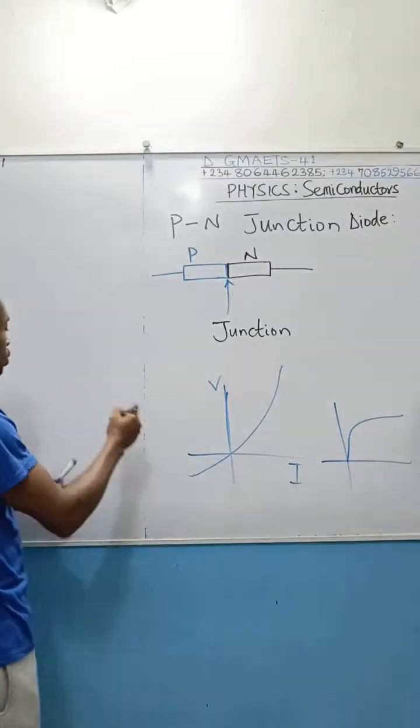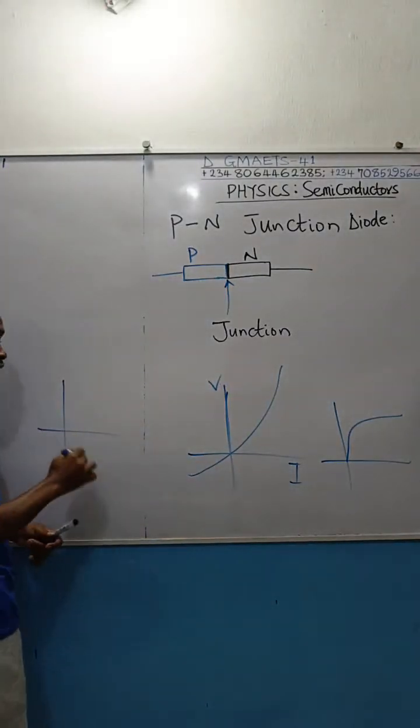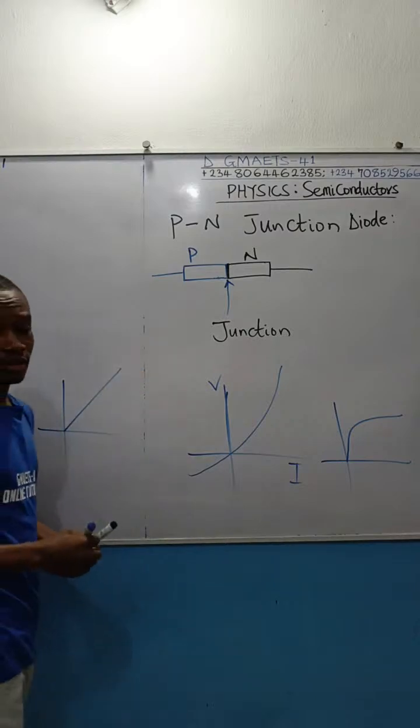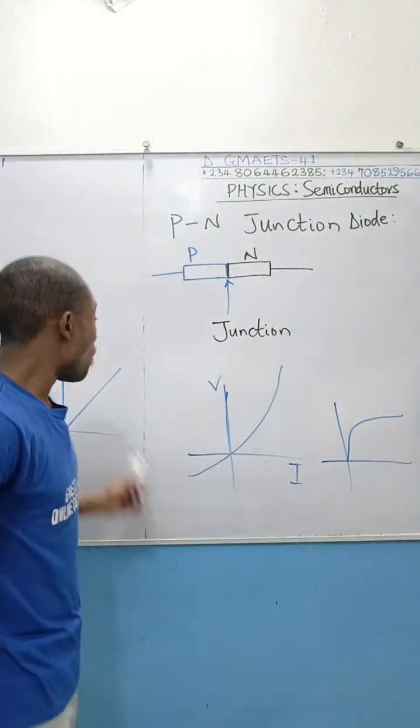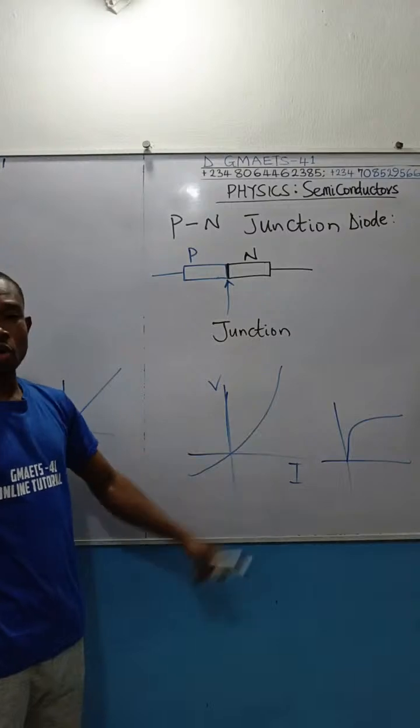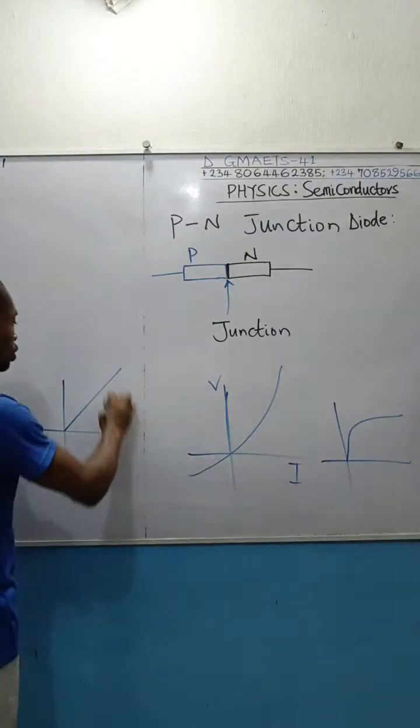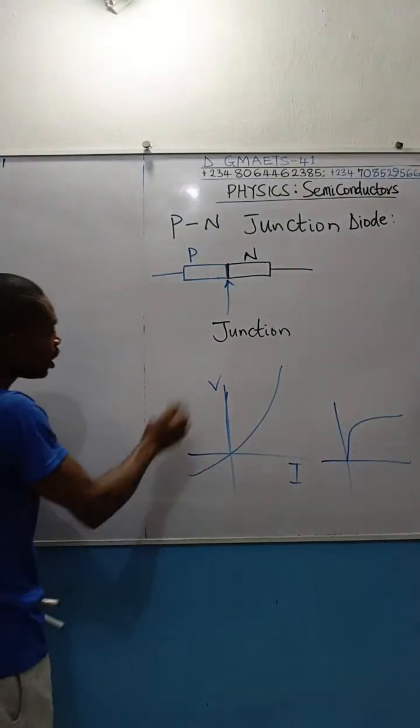Unlike Ohm's law, the ohmic graph is a straight line like this. So that's what differentiates the ohmic graph and the non-ohmic graph. These two represent non-ohmic graphs. All right, let us move on.